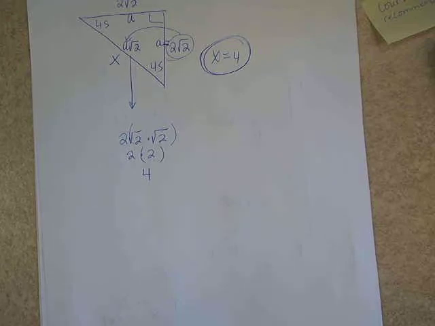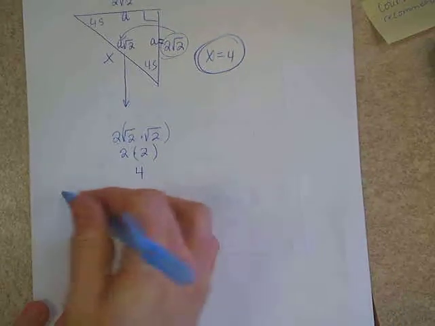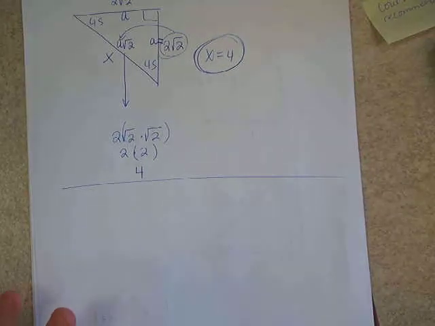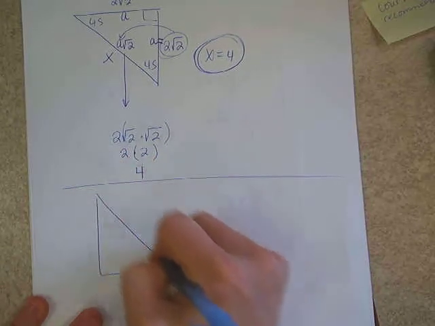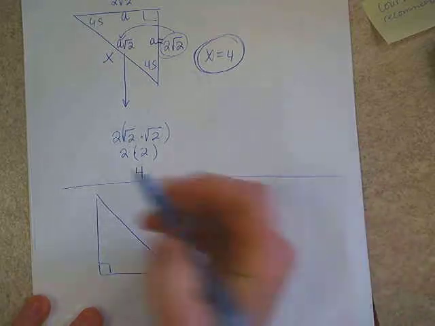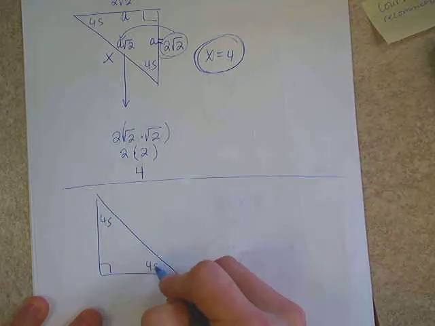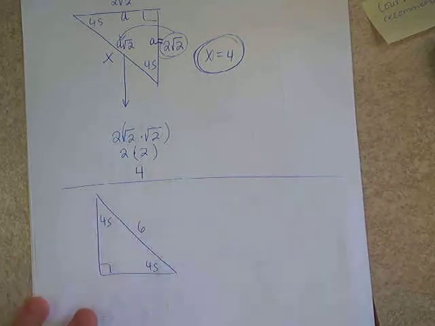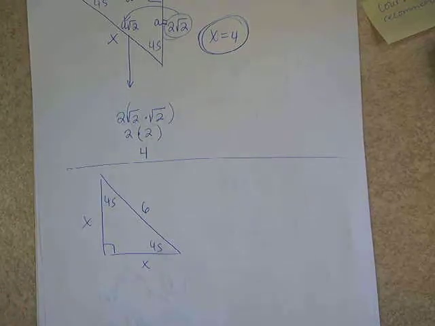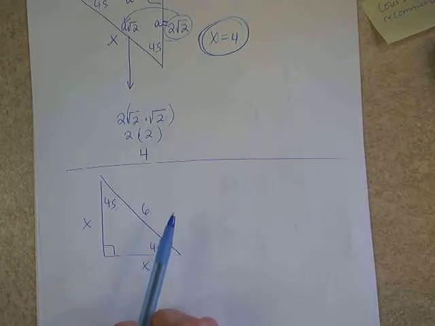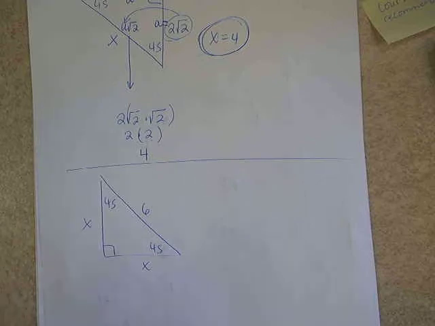All right, still not too bad, but sometimes you have to divide out the radical because they give you a whole number for the hypotenuse, okay? That's why I recommend you still set them up this way. So the next example, here's our 45, 45, 90, and they give us 6, and we need to find x.